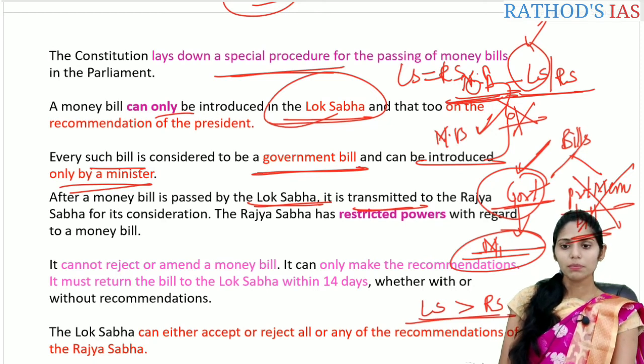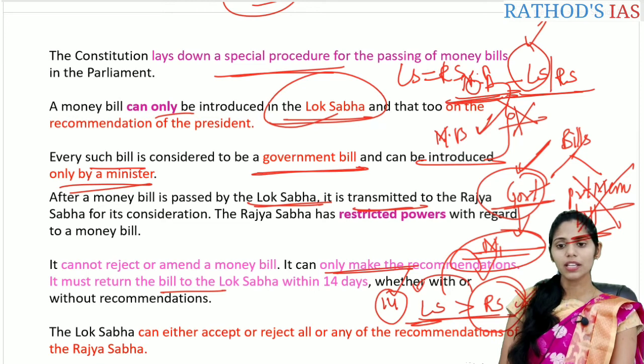Whenever the bill is transmitted to the second house after passing in the Lok Sabha, the Rajya Sabha cannot reject the bill or amend the bill, but it can only make some recommendations and it must return the bill to the Lok Sabha within 14 days. What happens if the Rajya Sabha does not return this bill to the Lok Sabha within 14 days? If the Rajya Sabha does not return the bill within the 14 days, then the bill is deemed to be passed in the Rajya Sabha as well.